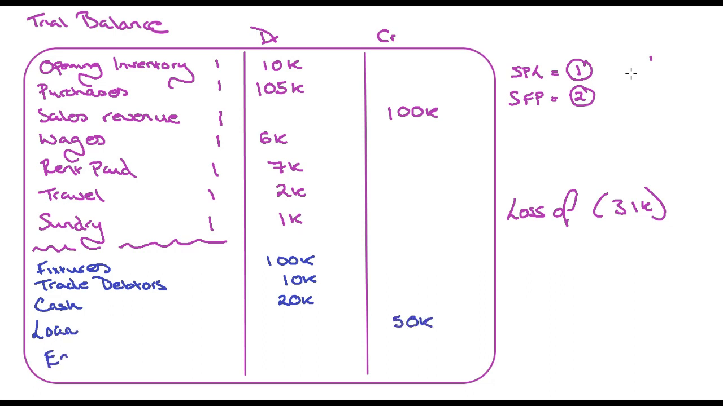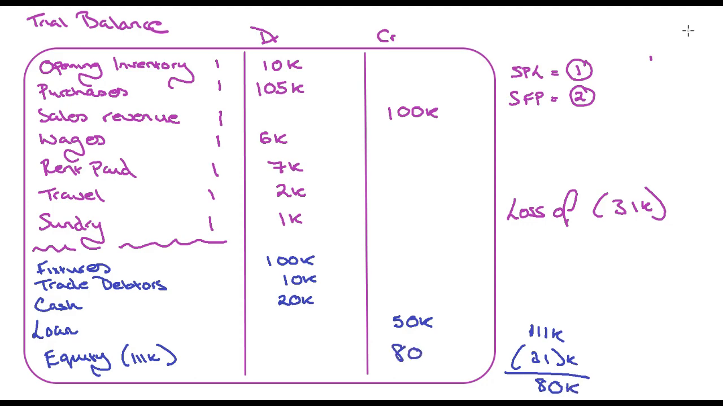And then we've got equity, which is our retained earnings brought forward. So all of the profit and loss from prior periods brought forward. So here we have retained earnings brought forward of 111k. But we've made a loss of 31k. So what we actually have is 111k minus 31k, which gets us to 80k.